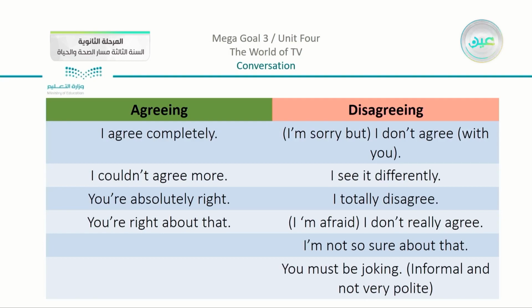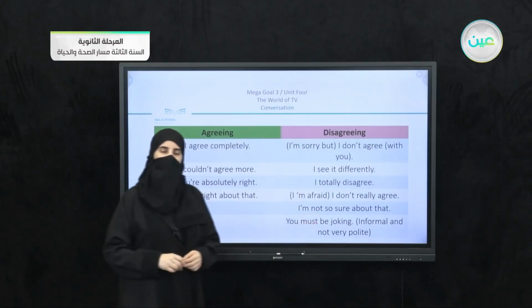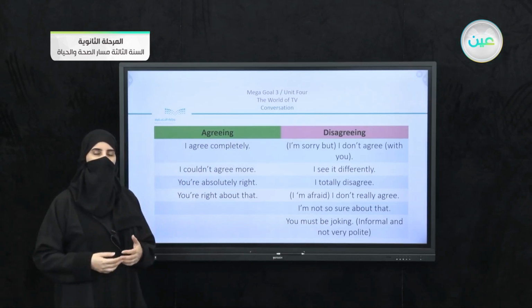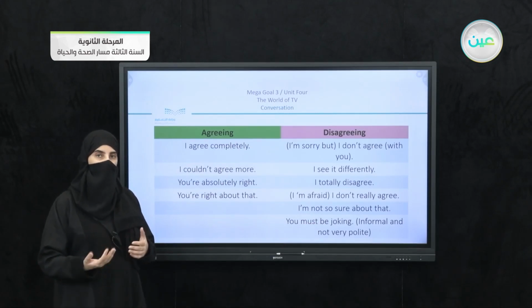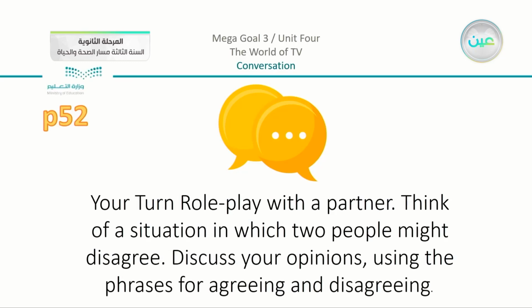And note that we have here, you must be joking, which was the first phrase that we read together. Now here in the brackets we have informal and not very polite. So you can use this phrase with your friend, with someone that is not formal, but of course it is something informal. And if you use it with someone who is formal for you or with you, it's not polite. So we can see that we have here different phrases for agreement and disagreement.